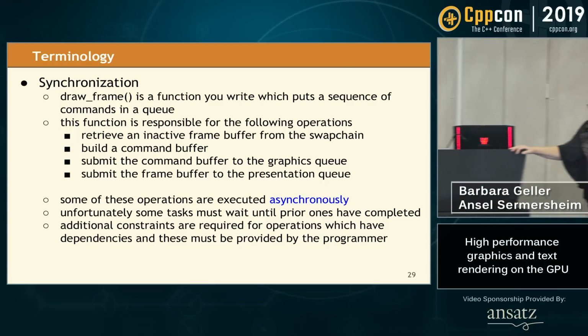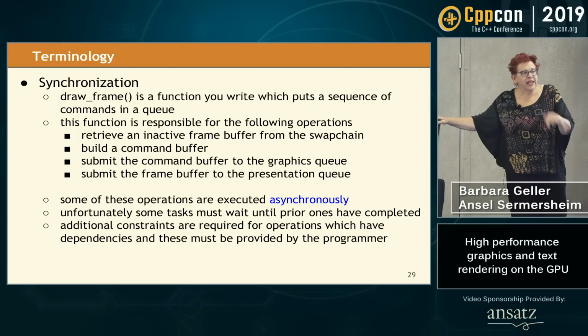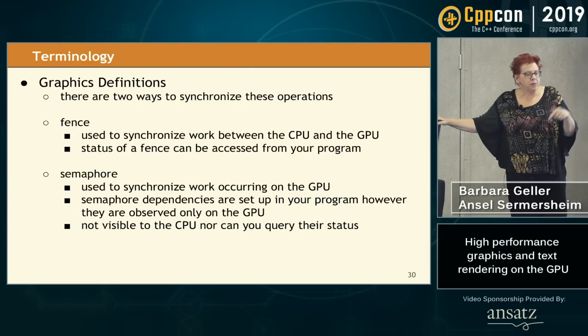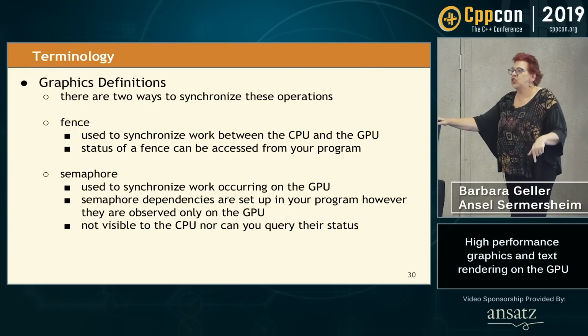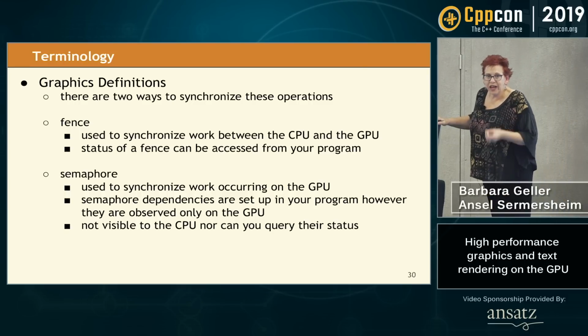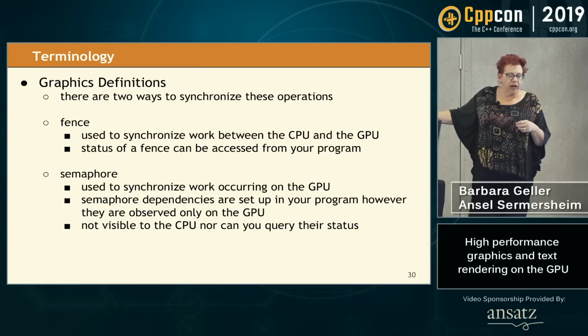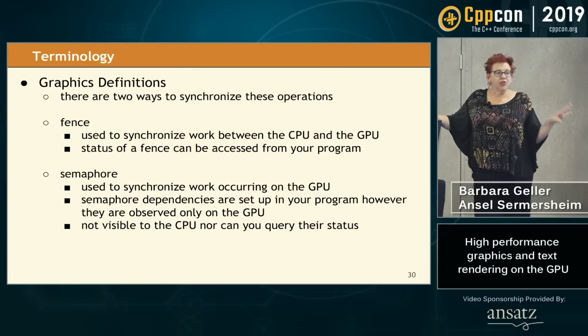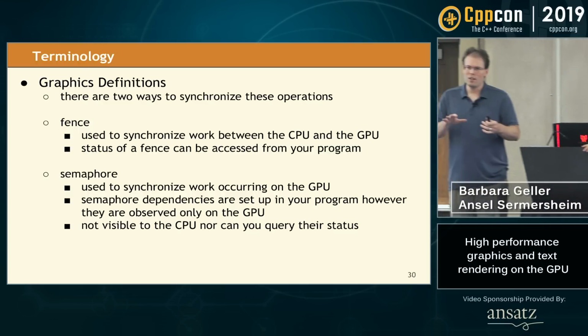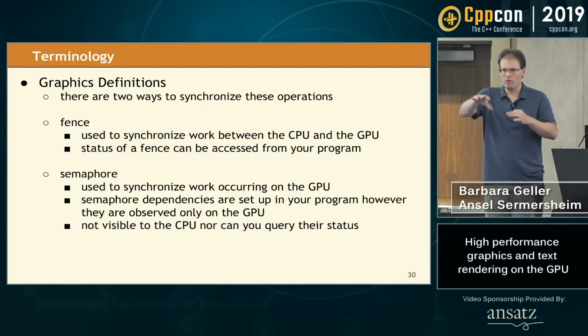And we did talk about the fences and the semaphores a little bit. The key difference is a fence is a barrier between the CPU and the GPU. And you can query that, and you can change that, and you can do a lot with it. Semaphores are a barrier on the GPU that you can set up, but you can't really do anything with. So if you want to synchronize the CPU with the GPU for whatever reason, you have to use a fence.